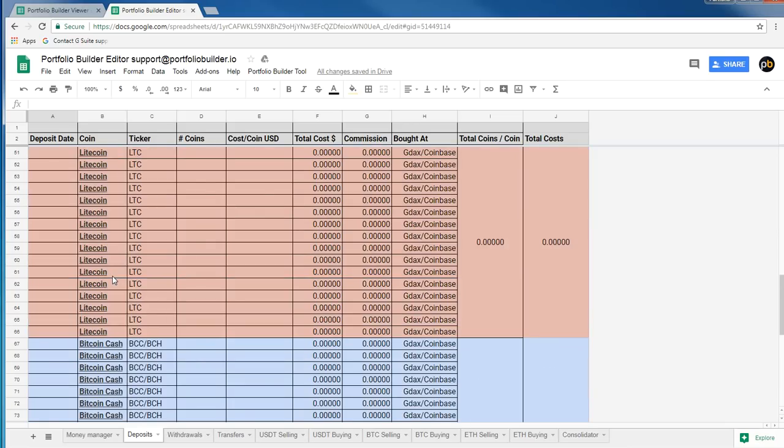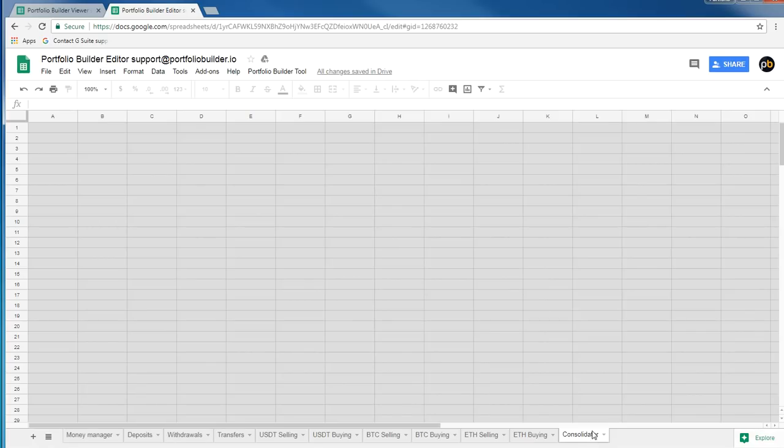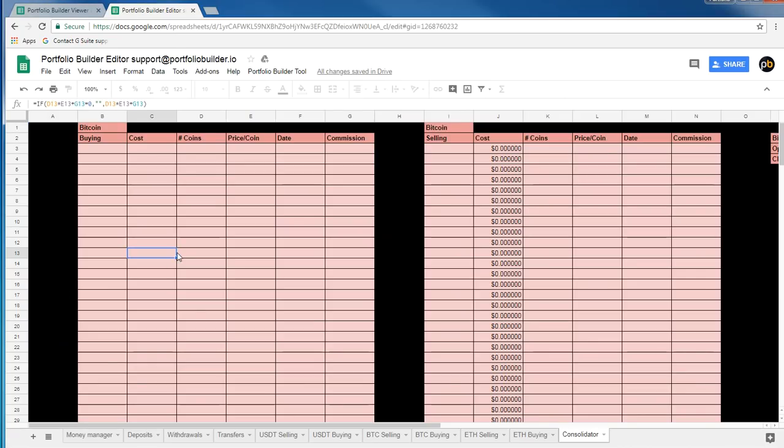Now, if you have a ton of different positions, let's say you are buying Bitcoin every week for months, and you just want to have one position. Well, you can come to the Coin Consolidator tab, and let me just fill this out so you can see what happens. I'm going to put in 3 trades where I bought Bitcoin and 3 where I sold it, and we'll see how that could input into our spreadsheet.